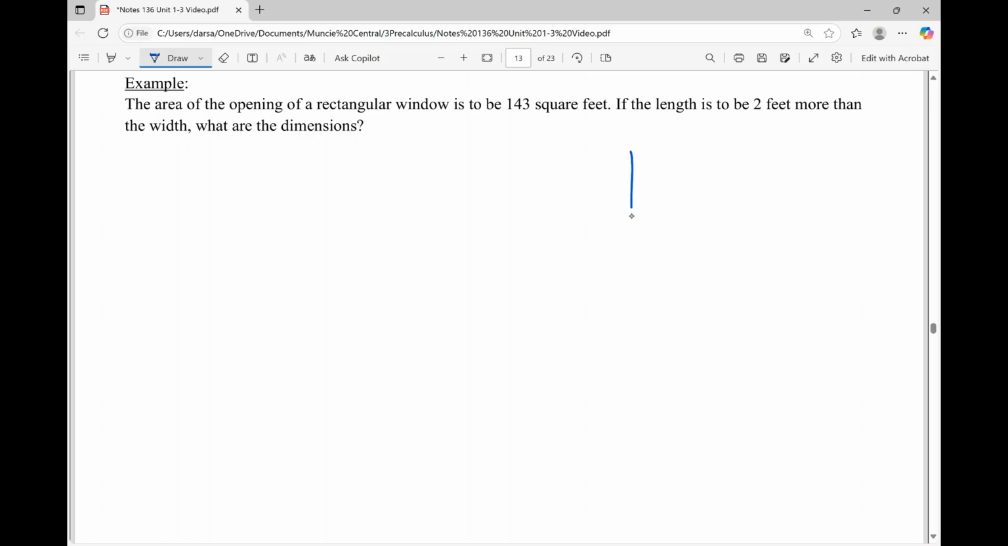So the first thing you're going to do with any sort of problem like this is what? Draw a picture. So I'm going to call this side the length, and I'm going to use a cursive L instead of a capital L. And then I'm going to call this side the width, right? So let's see what's going on here. We know the area of this whole rectangle is going to be 143 square feet.